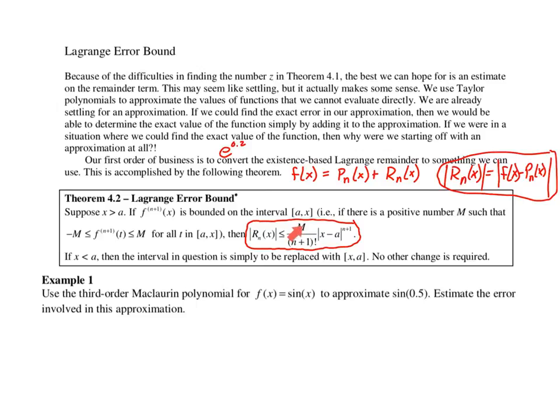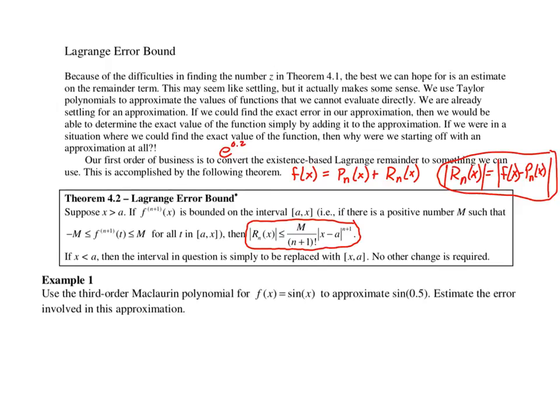What this M is, it is the value of the largest value of the n plus 1 derivative of our function. I'll repeat that again. M has to be more than or equal to the n plus 1 derivative of our function at some value. So it's going to be the largest value of our n plus 1 derivative.